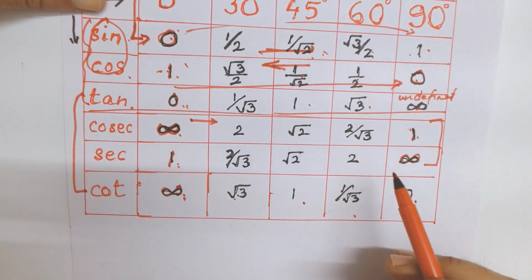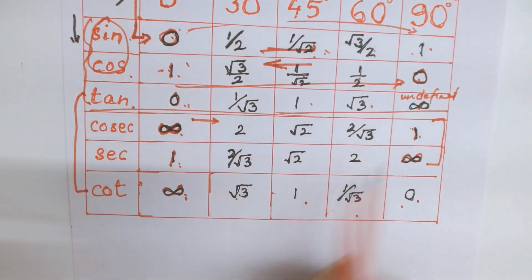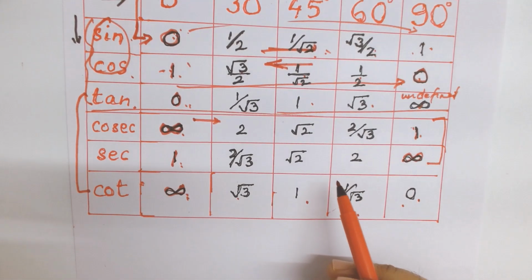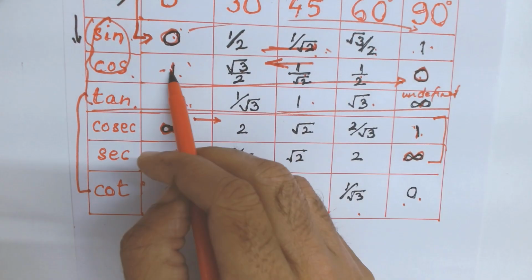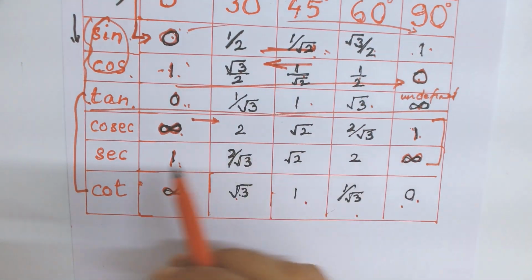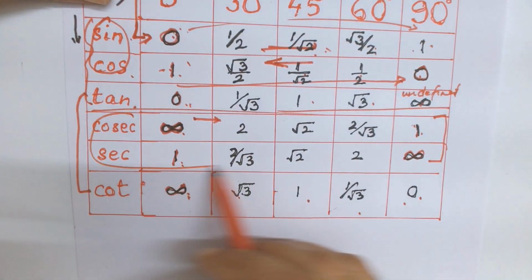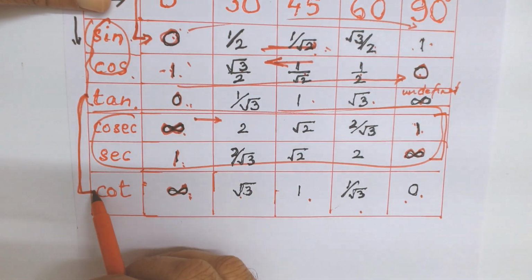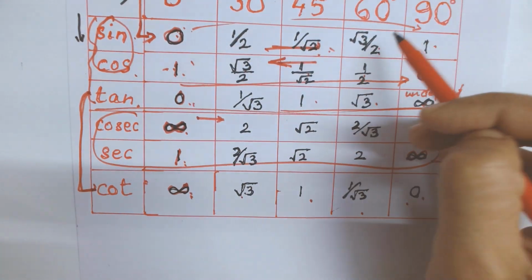You might get some short answer type questions or true or false questions with these points, so that you should be able to answer that. Sine increases 0 to 1, cos decreases 1 to 0. Not only that, they are in the reverse order. Then there is a slight link here between cosec and sec, and then there is a link here between tan and cot. So that's all you need to remember as far as this table is concerned.